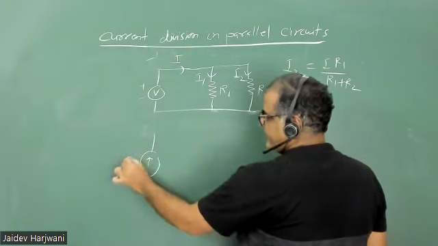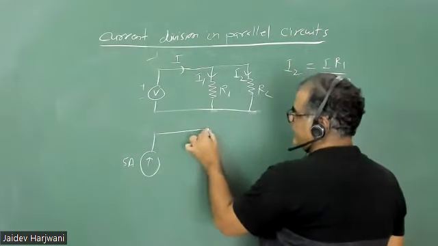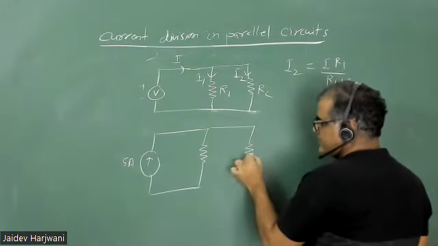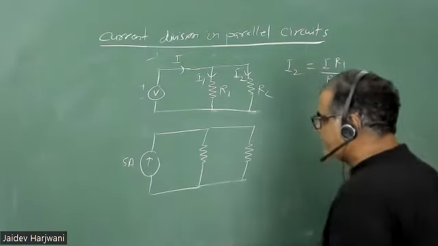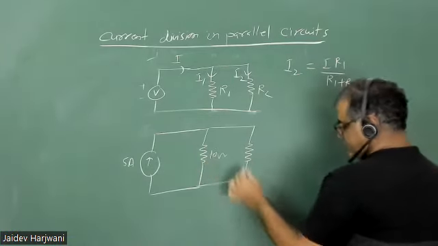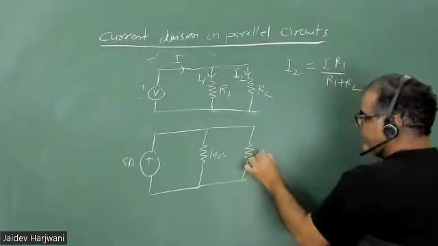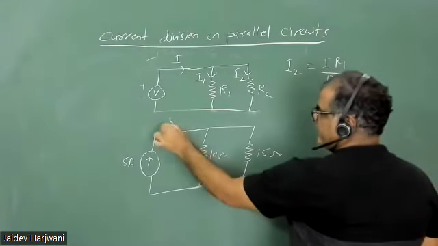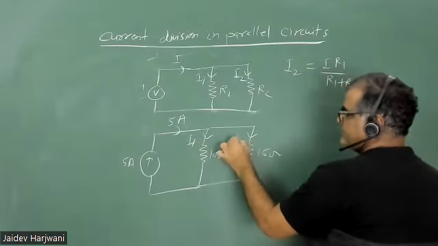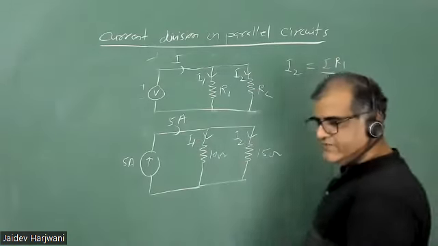If 5 ampere current is coming and the current is getting divided into two resistances which are in parallel, parallel voltage will always be the same, you understand. This is 10 ohm resistance and this is 15 ohm resistance. 5 amp current is coming. You have to calculate what is I1 and what is I2. Tell me what is I1, I2.